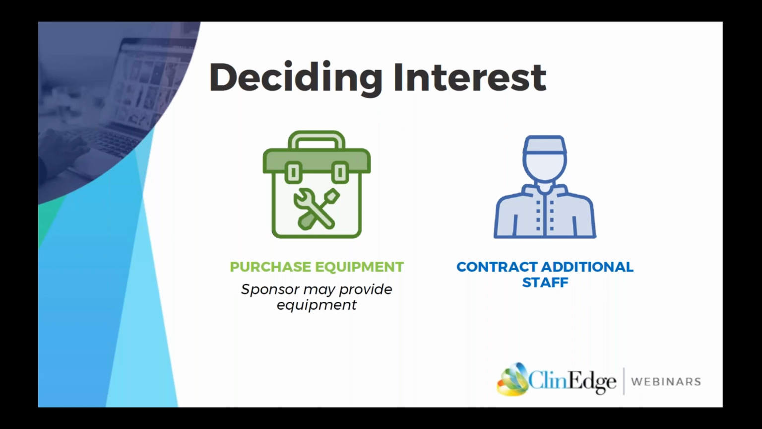And again, the same thing goes with staff. If you're missing a certain staff member that they're asking for in the study, you can always contract that out. We see that a lot with raters when they're asking for raters with specific experience in certain scales. Sometimes you can contract that out. So don't let that steer you away either when you're deciding interest in a study.